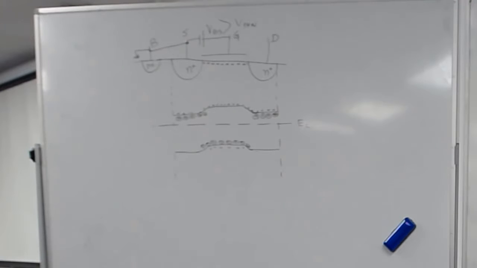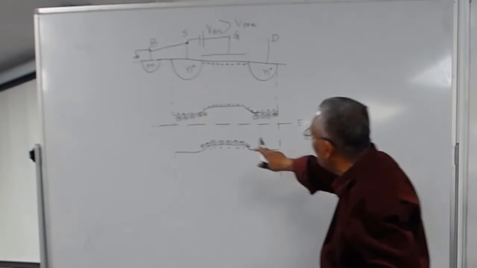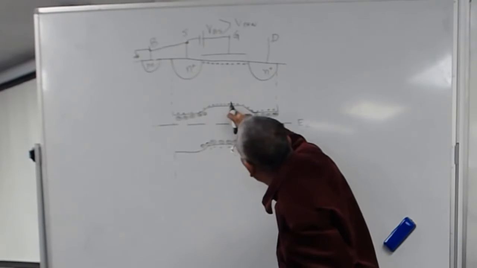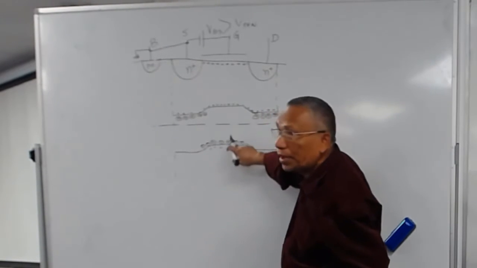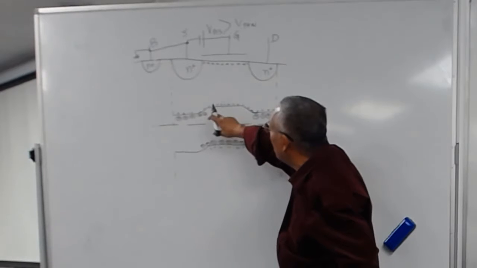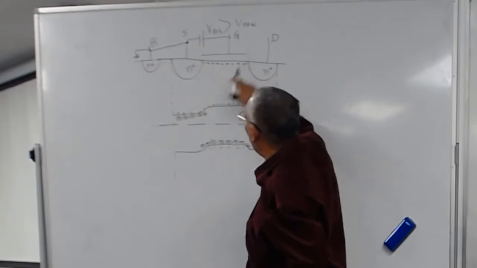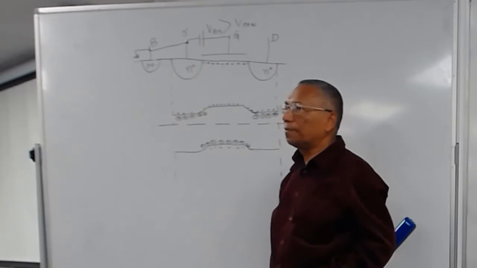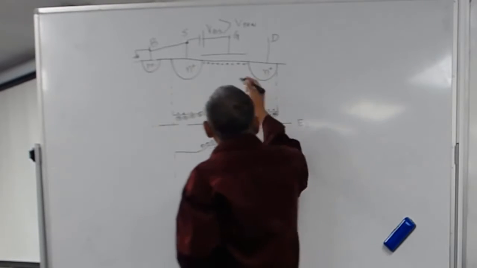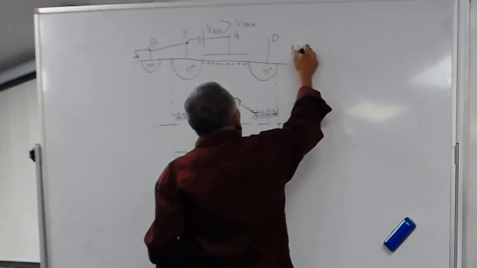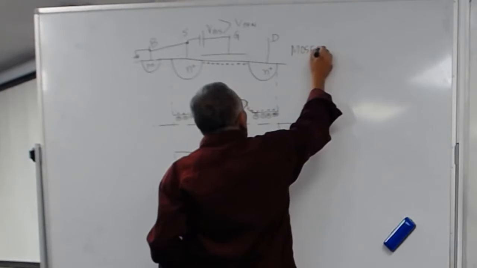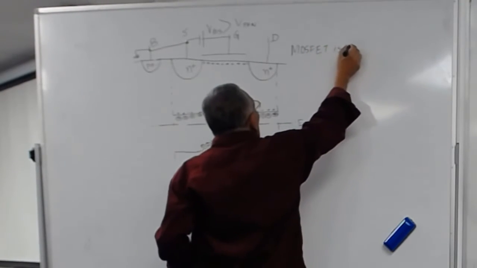If applied field is greater than threshold voltage, this has gone down. You see the Fermi level is actually closer to the conduction band here in the p-type material. So it has become almost n-type in the top here, and you have a lot of electrons all over there. So now the channel is on. So the MOSFET is on.